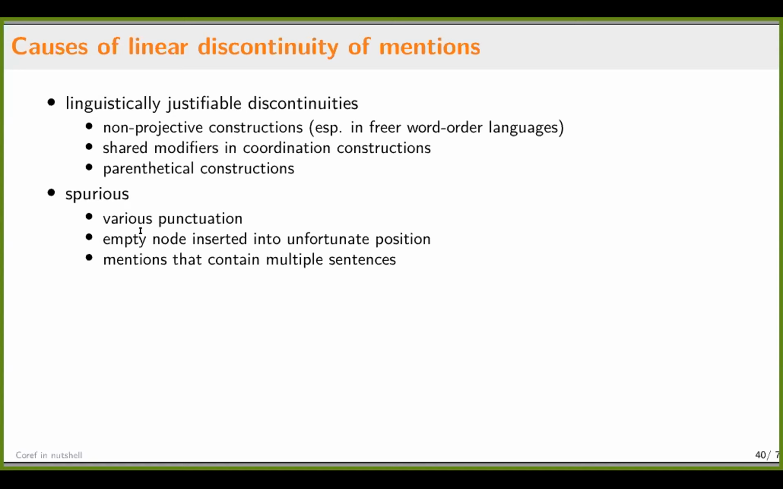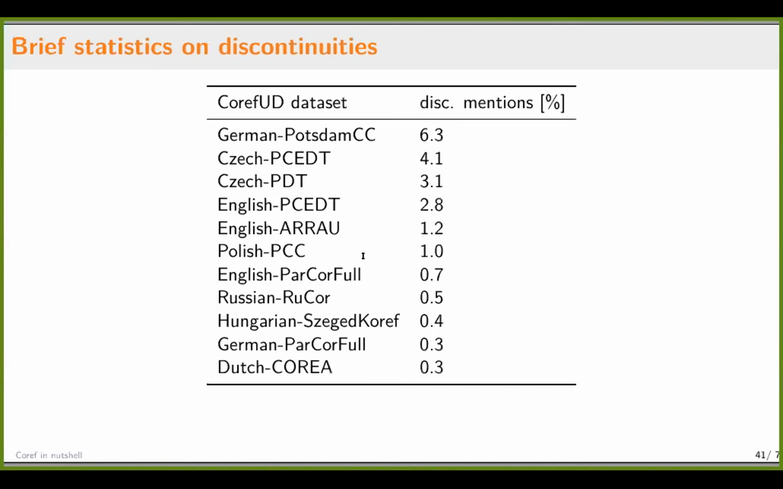There are also sometimes empty nodes which are in the gap, which cause the gap. So maybe we should also either include the empty node or move it somewhere else. It's somehow an artificial decision where to place the empty node. And there could also be mentions which contain multiple sentences, which we cannot represent currently. So this can also cause some of the strange things. So now basic statistics.